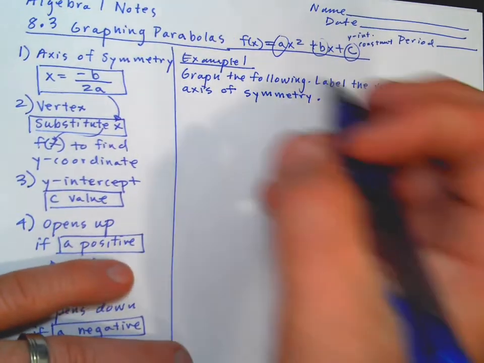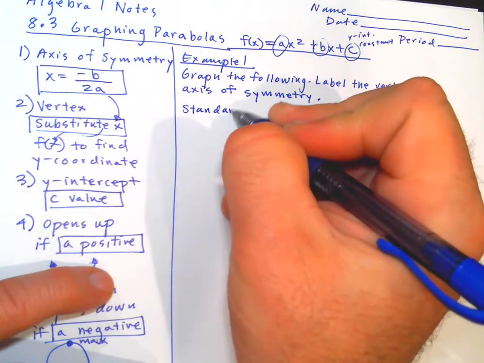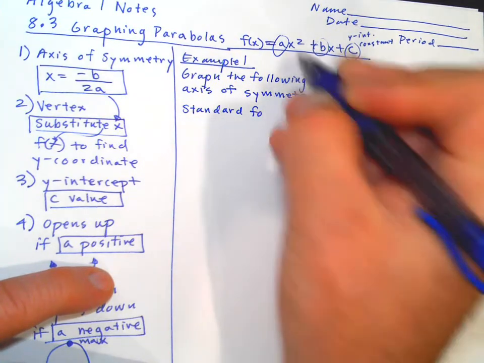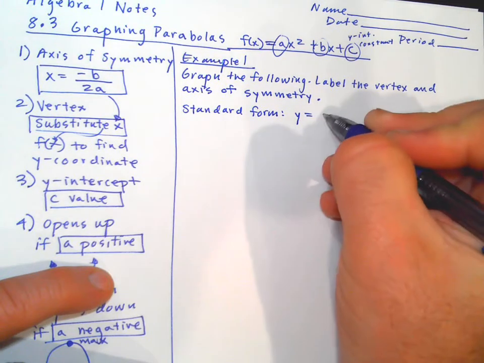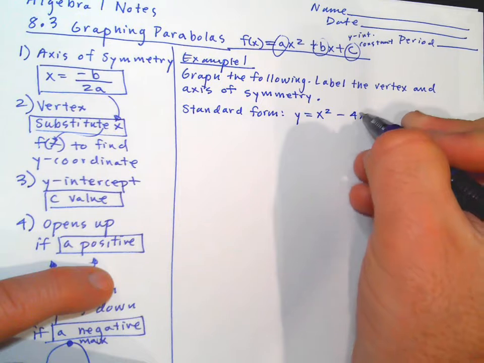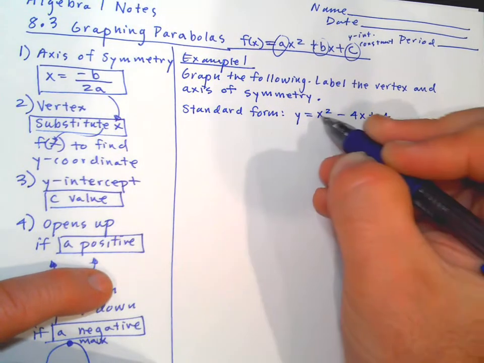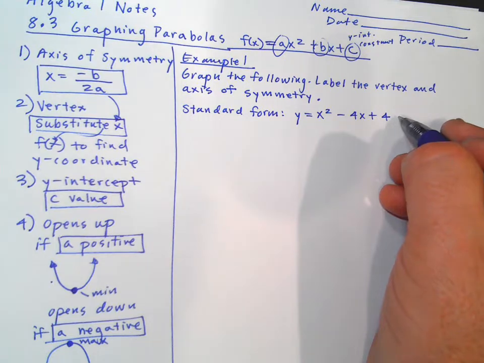The equation is given in standard form, so standard form looks like this: y equals x squared minus 4x plus 4. So this is standard form with the x squared term first, and the x term, and then the constant term.